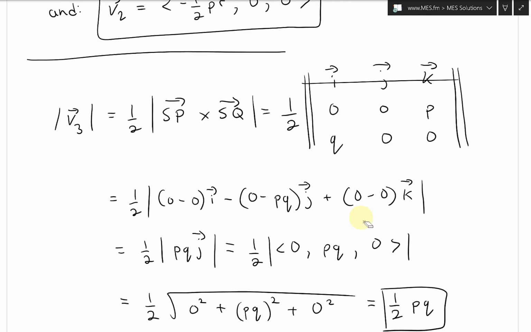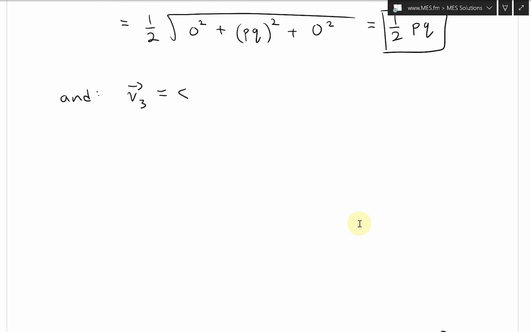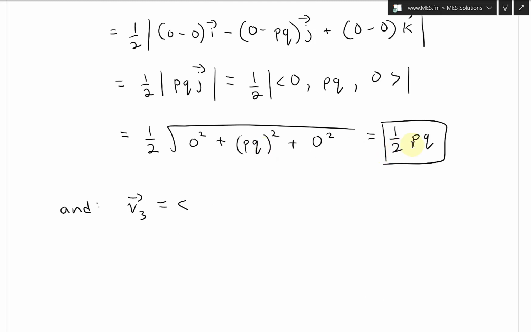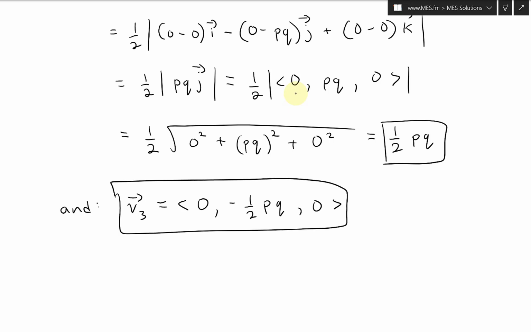Let's just erase this and erase that. Let's make it neater. Yeah, so directly opposite of that. So that's the length. We're just going to go this right here, put a minus sign and also put the 1/2 inside. 0, negative 1/2 PQ, and then 0. Like that. Box this whole thing in.